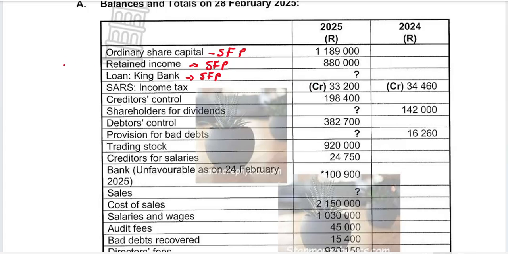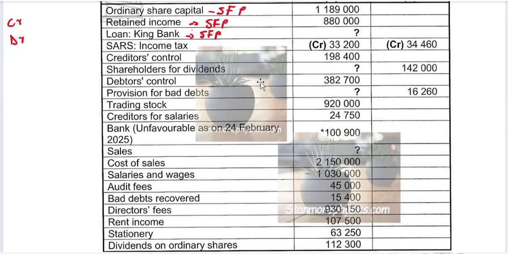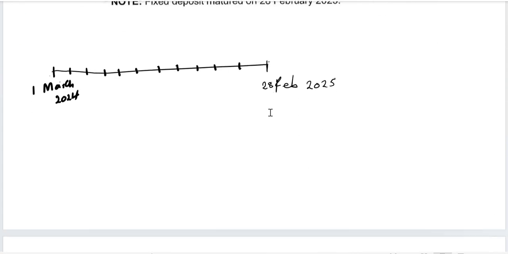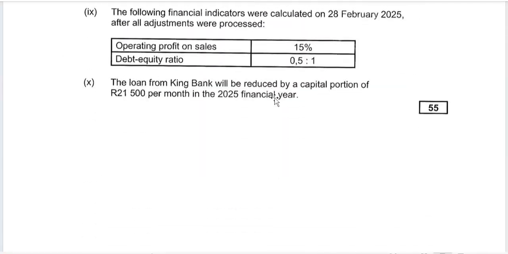We know that we have credit and we have debit. Since the SARS income tax is credit, we're going to come and record it here. 200. We're going to come and put it here.